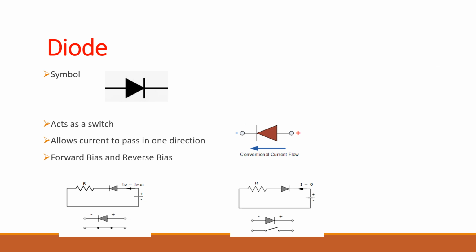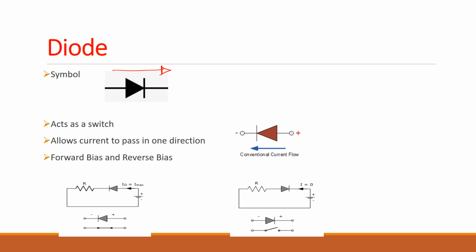And as you see, the diode symbol will look like this. So a diode is like a switch, and it lets the current flow in one direction. It is not letting the current flow in the opposite direction. So it always lets the current pass through this direction only. When the current is going in the other direction, it is not letting the current go through.